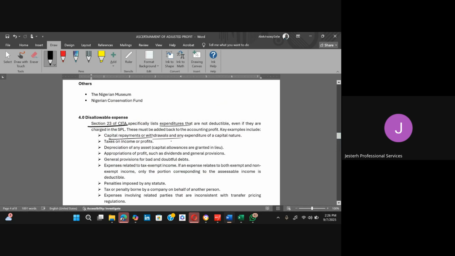So capital repayment or withdrawal and any expenditure of capital nature is not going to be allowed. Taxes on income or profit: if you pay tax on your income, you cannot consider this to be an allowable expense. Depreciation of any assets, either depreciation or amortization, it will be what? It will also be disallowed. Appropriations of profits, such as dividend and general provisions.